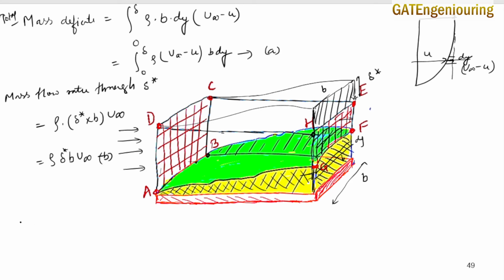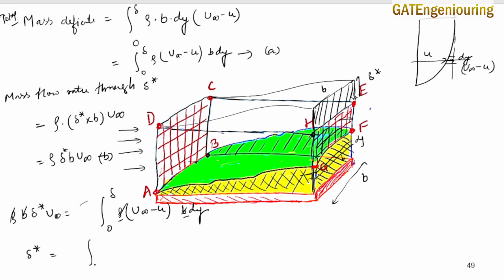So I can equate both of these and say that rho b delta star u infinity is equal to the integral from 0 to delta of rho (u infinity minus u) b dy. Here b is the width which cannot be changed, and density also, if it is an incompressible fluid, is constant. So rho and b are constant on this side and on that side, so I can cancel these.